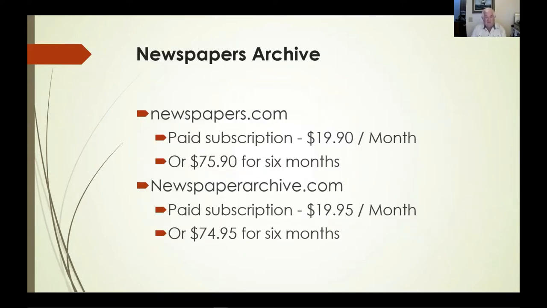Okay, I told you where to find some newspaper archives, and here are a couple places you can go. There's one called newspapers.com, and the other one is newspaperarchive.com. They both cost money, $19.90 a month for one of them. The other one costs a nickel more, but if you buy the six-month subscription, you see that it costs you 95 cents less. They must look at each other's charges and be very competitive.